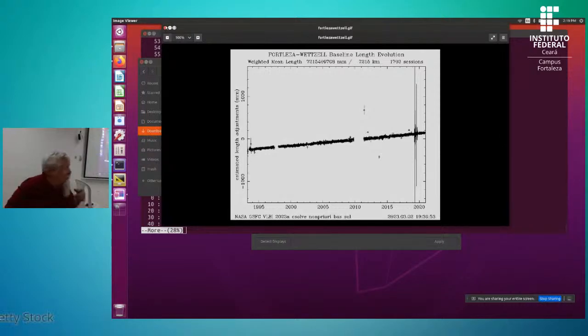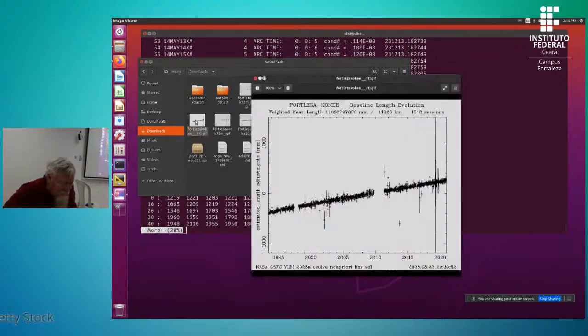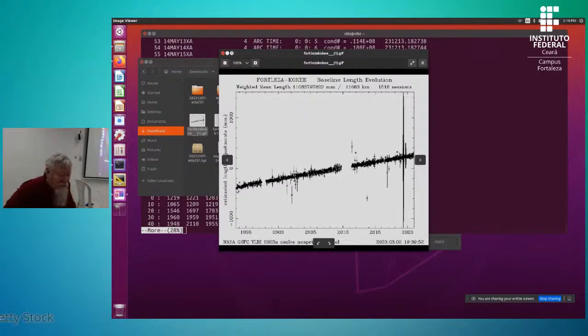So this is like real evidence that something is moving. Here is Fortaleza to Coquet. And here the length has changed by maybe a meter over this period of time. That's because the station is moving. The velocity is quite big.